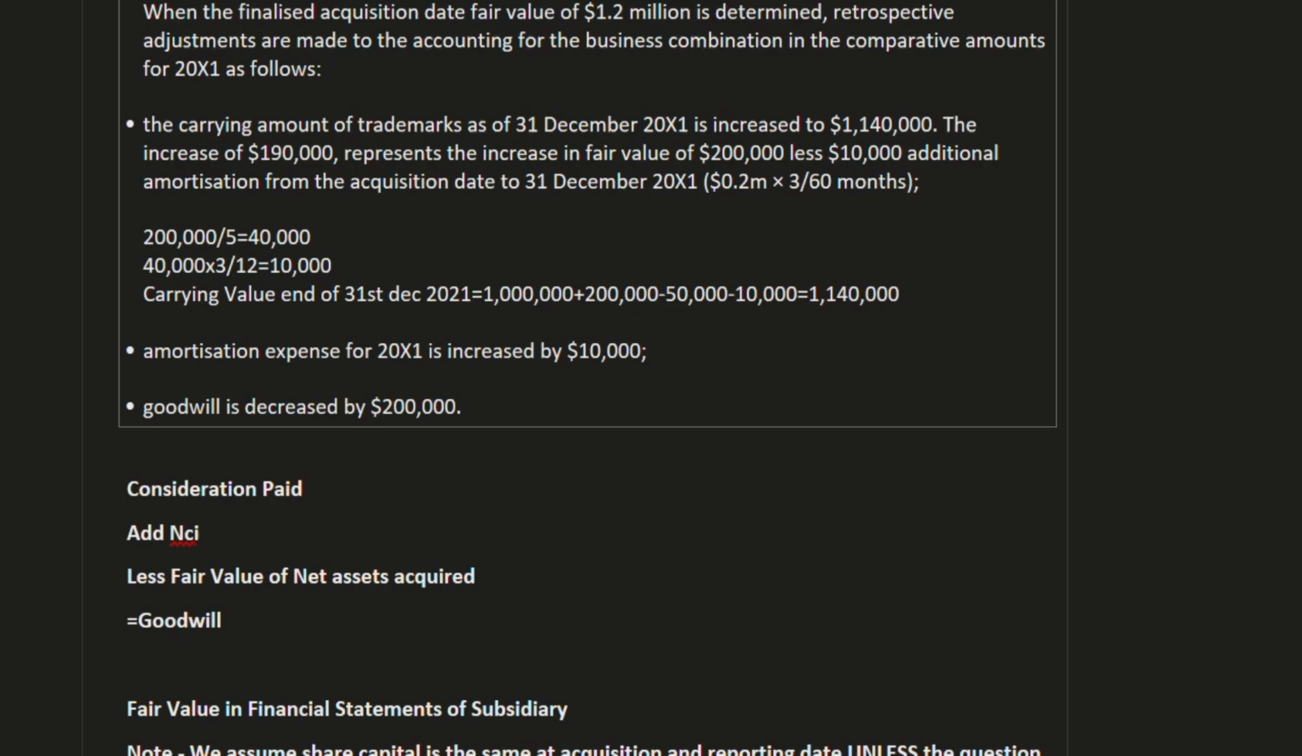Now suppose any value. Consideration paid is 2 million. The NCI value we need to add, suppose that is 500,000. Then there's the fair value of net assets acquired, which totals 1.5 million.